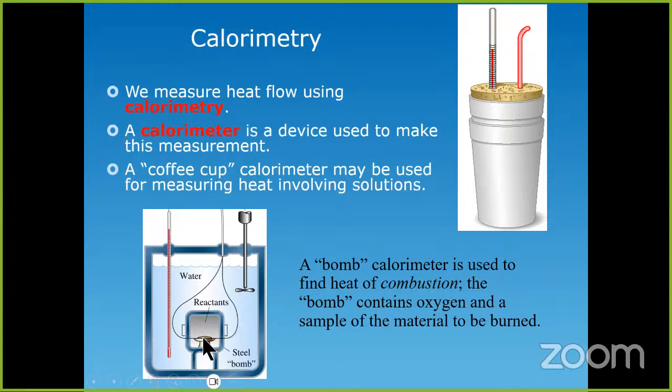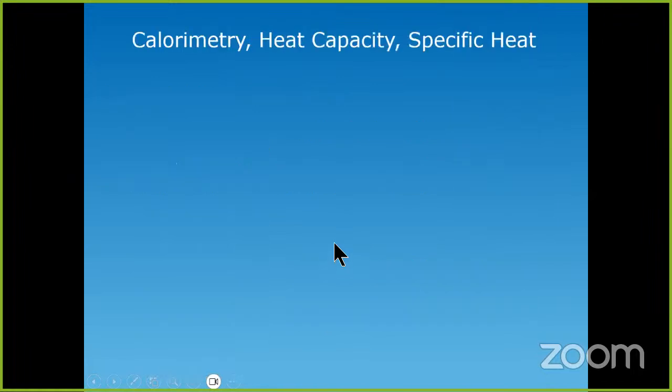Inside it, you have the substance that is undergoing the combustion. You have 2 electrical wires connected to an electricity source, which ignites the substance inside. Heat is generated, passes through the walls of this container, and goes into the water. The temperature of the water increases. You can measure the increase in temperature, and based on that, determine the amount of heat change occurring as the reaction takes place. So these are 2 different instruments used to measure these sorts of changes in energy.